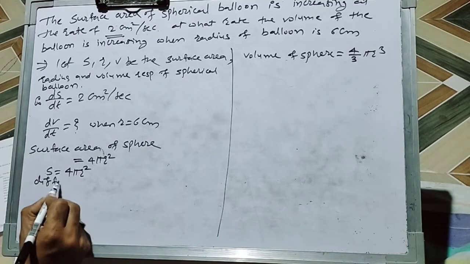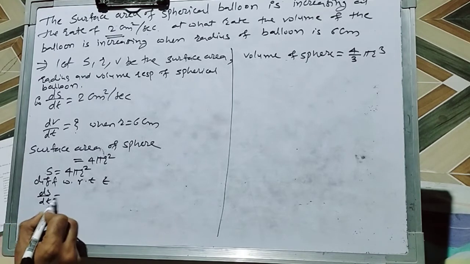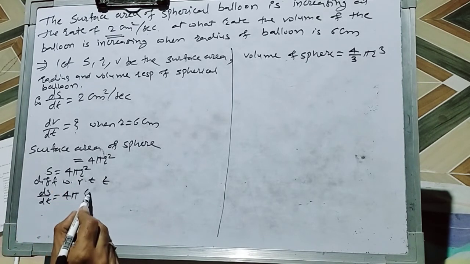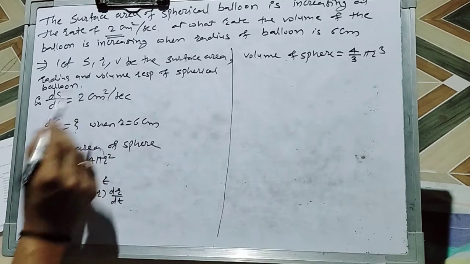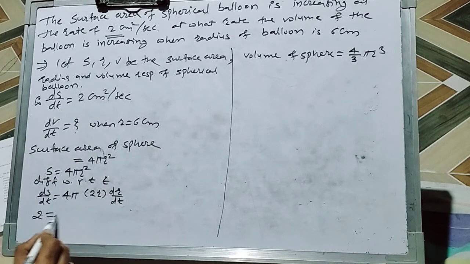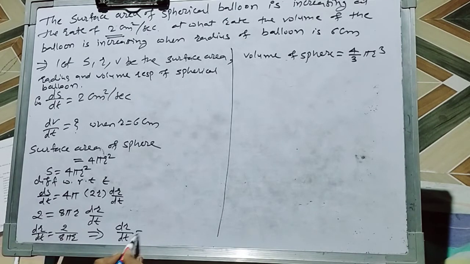So differentiate with respect to t. So ds by dt is equal to 4 pi, here the derivative of r square is twice of r, dr by dt. Now here given ds by dt is equal to 2, so 2 is equal to 8 pi r dr by dt. So therefore dr by dt is equal to 2 divided by 8 pi r. So this implies dr by dt is equal to 1 divided by 4 pi r.